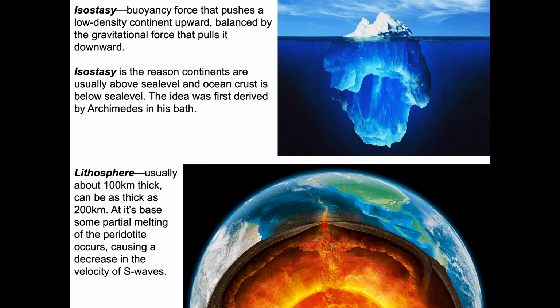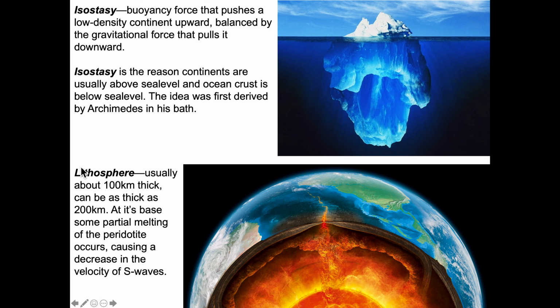In fact, even here, this would not float like this. This would flip over on its side or even go upside down. This is the most unstable possible position for this. This force is known as isostasy. This is the reason continents are usually above sea level, not always, but usually, and ocean crust is below sea level, not always, but usually. And again, this goes back to Archimedes taking his bath. There's some debate whether that actually happened or not, but it's a good story. So we'll say it goes back to Archimedes and his bath.